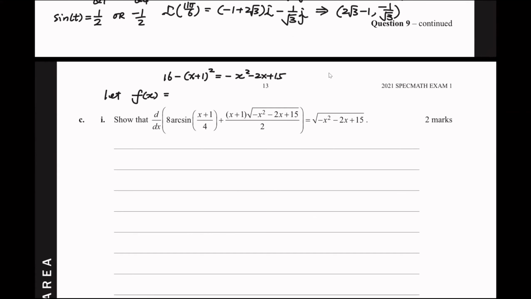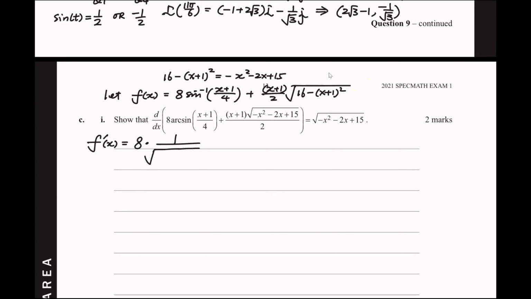So let f of x equal 8 sine inverse of (x plus 1) divided by 4, plus half (x plus 1) times the square root of 16 minus (x plus 1) squared. That is a slightly different but equivalent form of the inner function. Then I just need to apply the differentiation. The first one is 8 times 1 divided by the square root of 4 squared minus (x plus 1) squared, okay?